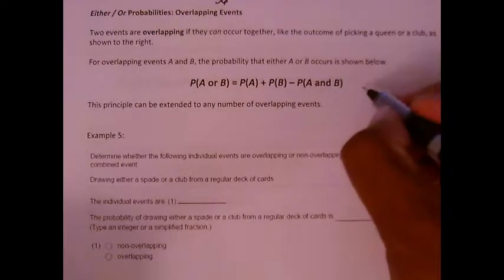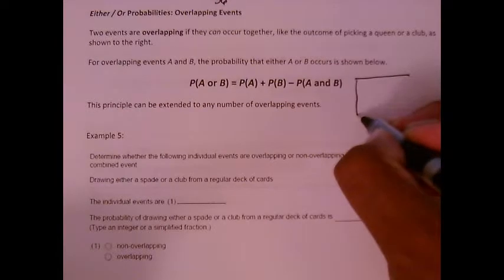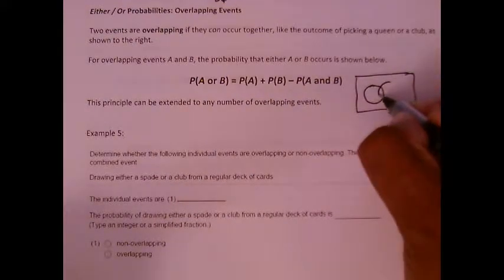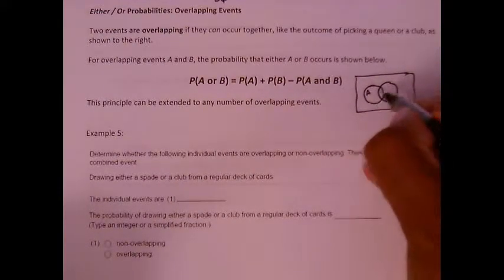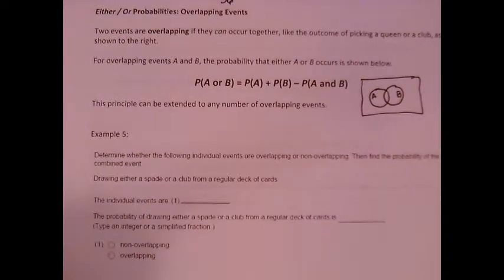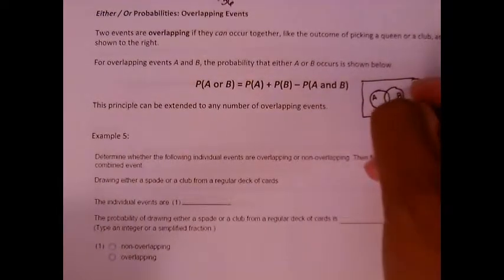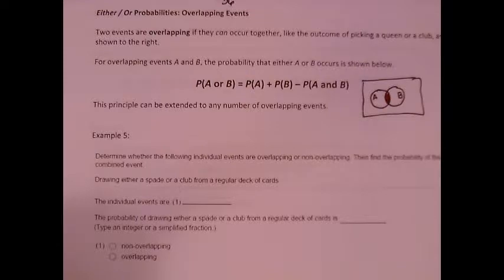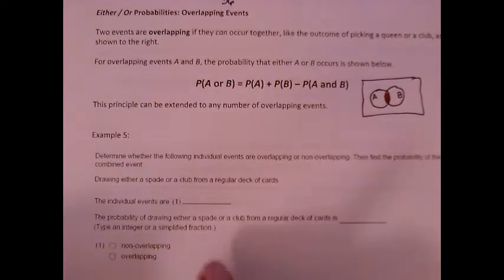So in this case here, if I was to draw a Venn diagram, and this is what a Venn diagram looks like, a box with circles in it. This will be A, and this will be B. This shaded area in red represents A and B. That's the overlap. What they have in common in both A and B. Okay. Now this principle can be extended to any number of overlapping events. Okay, let's look at example 5.